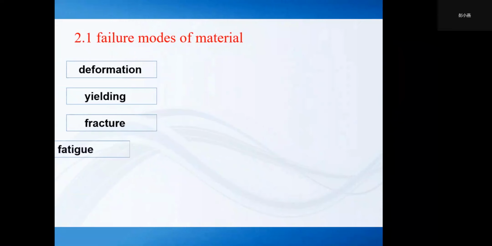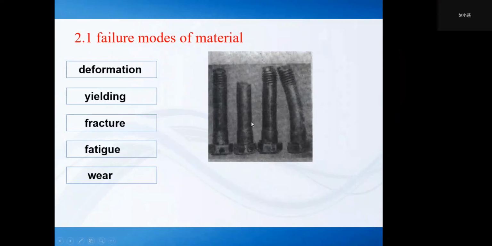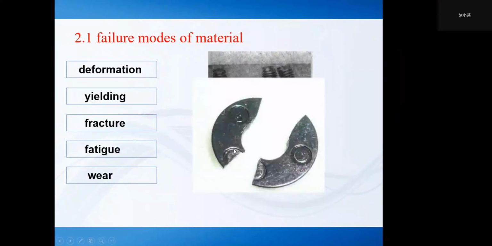We know that the common failure modes in machine elements include deformation, yielding, fracture, fatigue, and wear. And this is a picture of deformation. Deformation includes elastic and plastic deformation. And this is a picture of fracture. The fracture may occur in both brittle and ductile material.